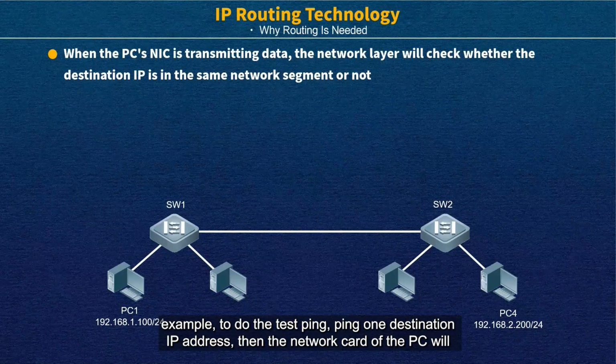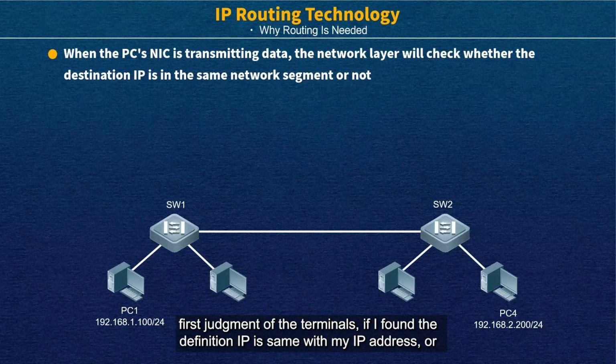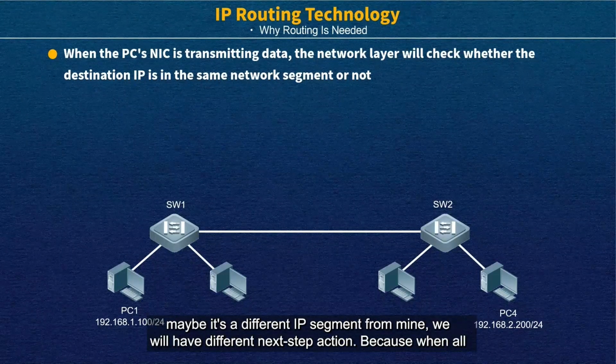If the terminals are in different IP segments and the PC does the communication, for example, a ping test to one destination IP address, then the network card of the PC will check whether the destination IP address is in the same network segment or not. So this is the first judgment of the terminal. If I find the destination IP is in the same segment as my IP address, or in a different IP segment, we will have different next-step actions.